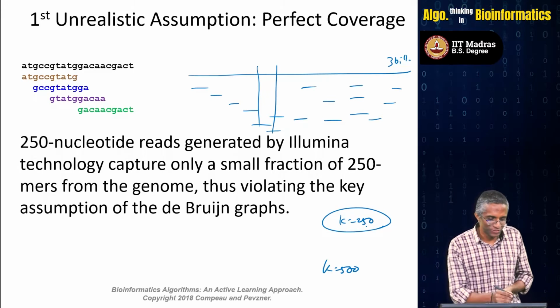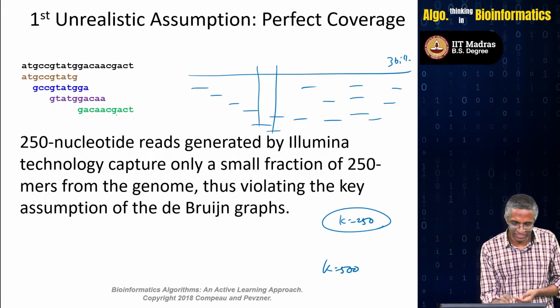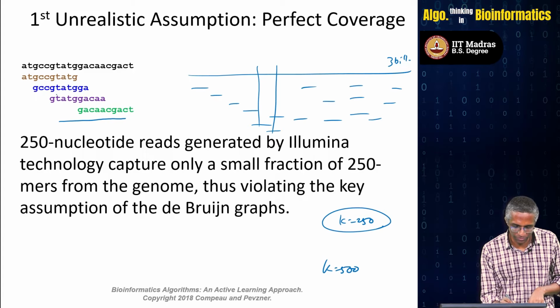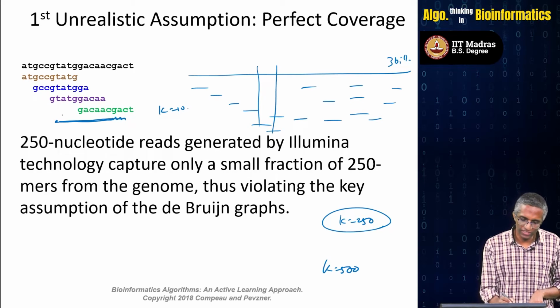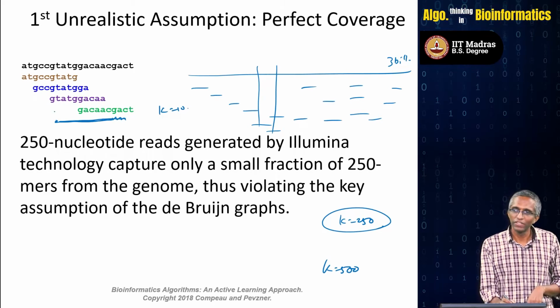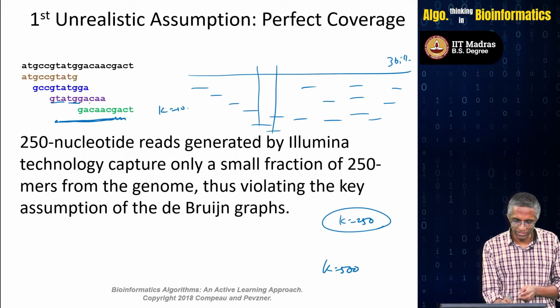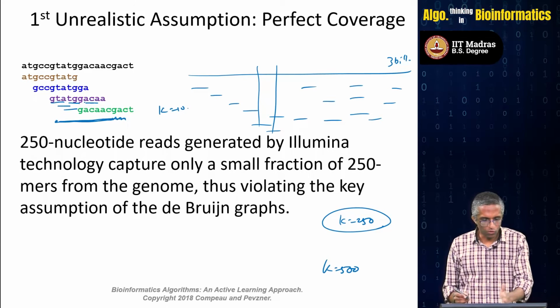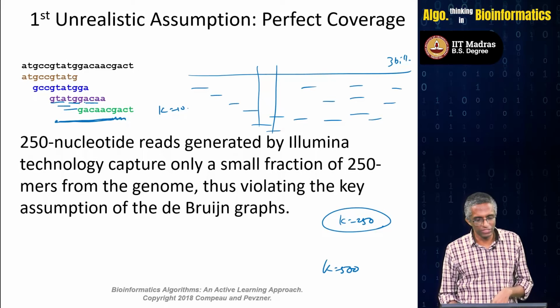You can see here that this particular k-mer is not covered, for instance. From here to here, 1 2 3 4 5 6 7 8 9 10, this is not covered if you use k equal to 10. But let's say I split it and use k equal to 3, then each of these will split into multiple 3-mers, which are also overlapping 3-mers. And so almost all of the 3-mers in this string will be covered if you reduce k.